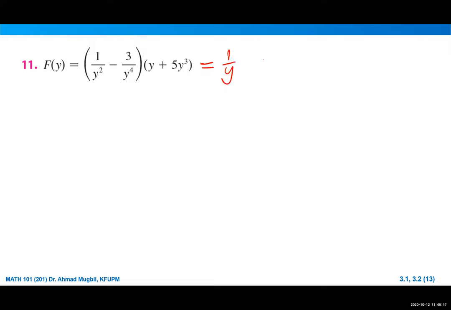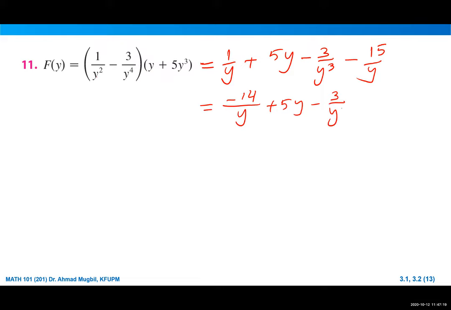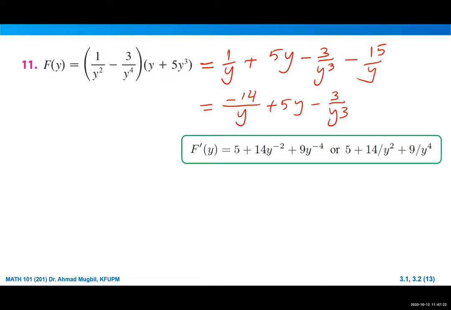So what you will have is 1 over y plus 5y, then negative 3 over y cubed minus 3 over y, minus 15. Am I right, Shabab, like that? Yes. Now you can differentiate. But you can simplify, by the way. We have here negative 15, so you can simplify more. It will be negative 14 over y plus 5y minus 3 over y cubed. Now find the derivative, and this will be the derivative. It is a little bit long, but it will not be longer than if you use the product rule. It will be much longer.